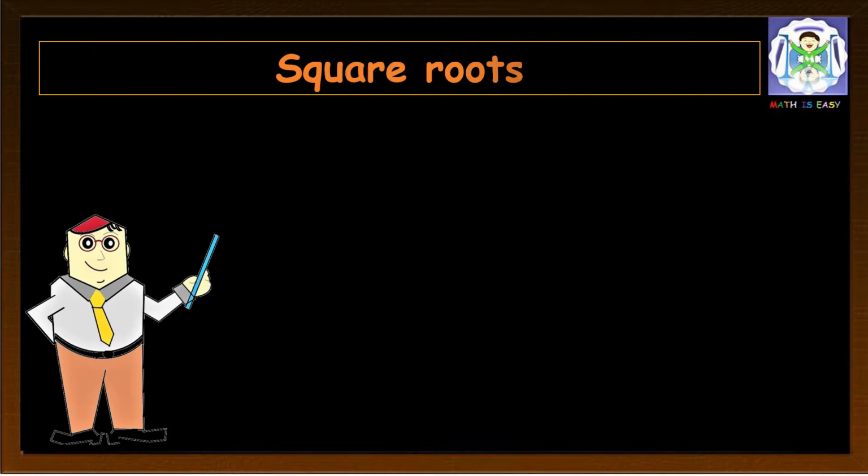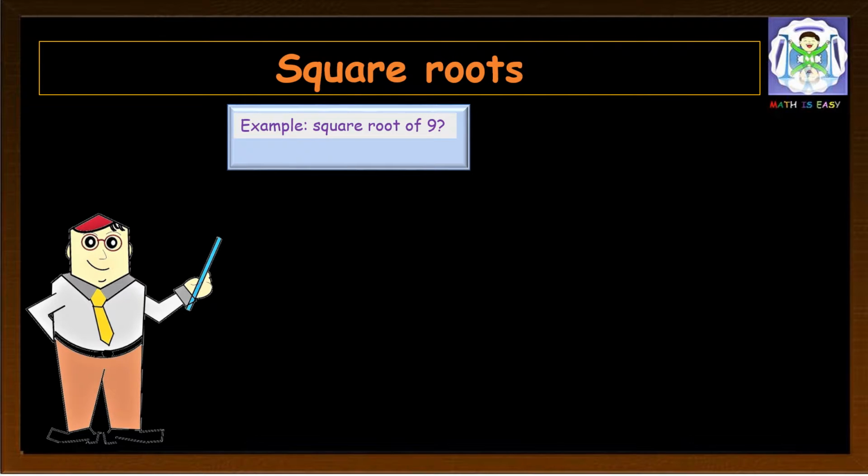Okay, so now we will relate the square and the square root with each other. How? Let's take an example. Here is the number 9. Just find out the square root of the number 9. You will do the calculation: 3 cross 3 is equal to 9. So you will say the square root of 9 is 3.